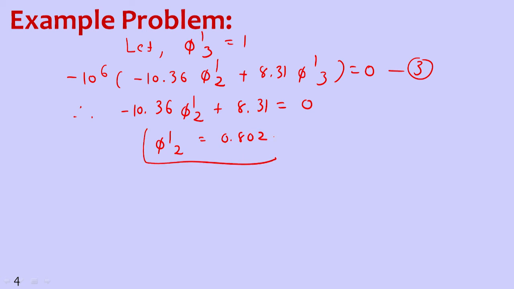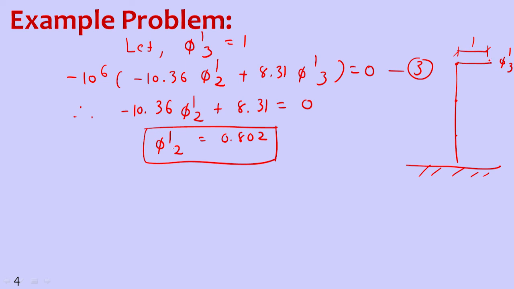0.802. Now let us see what exactly is the physical meaning of phi 1 2. If I plot these 3 floors, M1, M2, M3, then for the first mode, this is the third position or the top floor position, phi 1 3, assuming it as 1. So I will get the first point. Now phi 1 2 will be over here as 0.802.